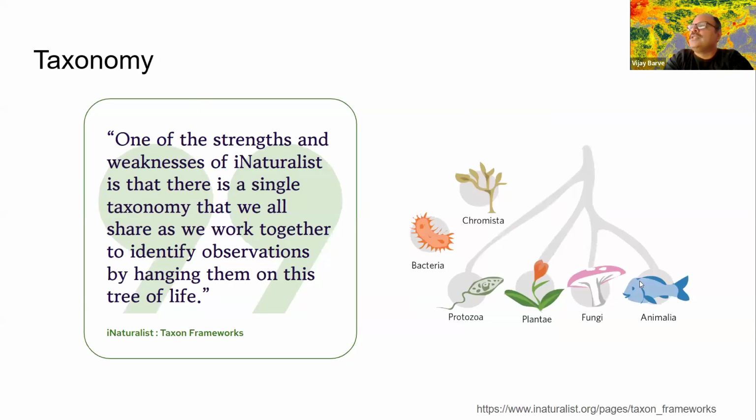iNaturalist calls it the strength and the weakness, that they are using a single taxonomy. So what iNaturalist does is it just uses a single taxonomy. You do not have the option of saying, okay, I want to use bird taxonomy according to Clements, or I want to use bird taxonomy according to the International Union of Ornithologists. You don't have that option. iNaturalist decides, okay, this is the one taxonomy that we are going to use.